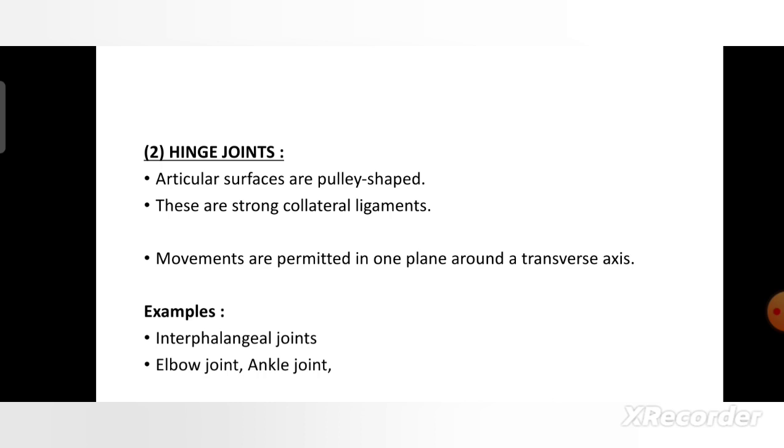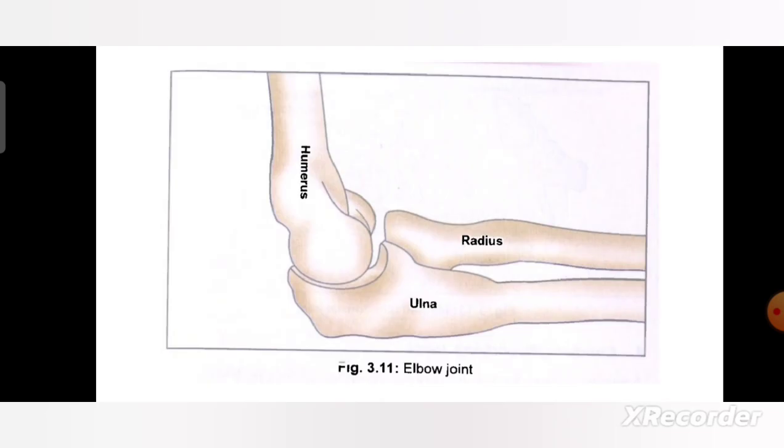Next type is hinge joint. In this, articular surfaces are pulley shaped, and the hinge joint stability is provided by the strong collateral ligaments, and the movement is permitted in one plane around a transverse axis. Examples are interphalangeal joints, elbow joint, ankle joint.